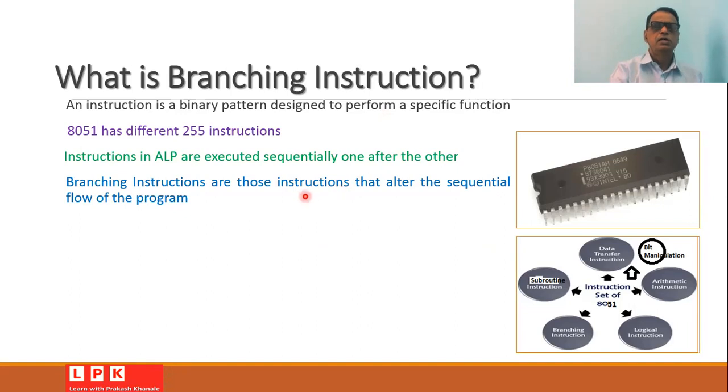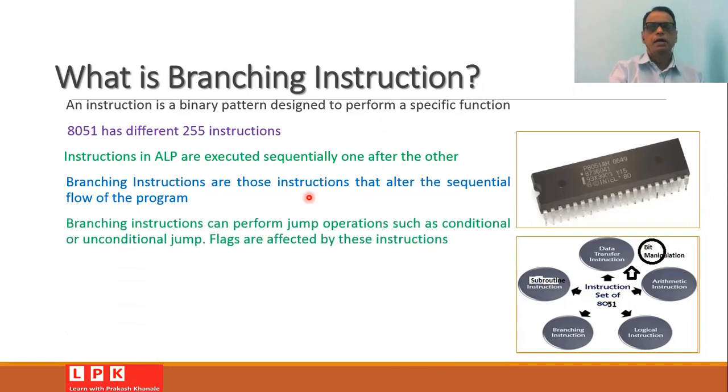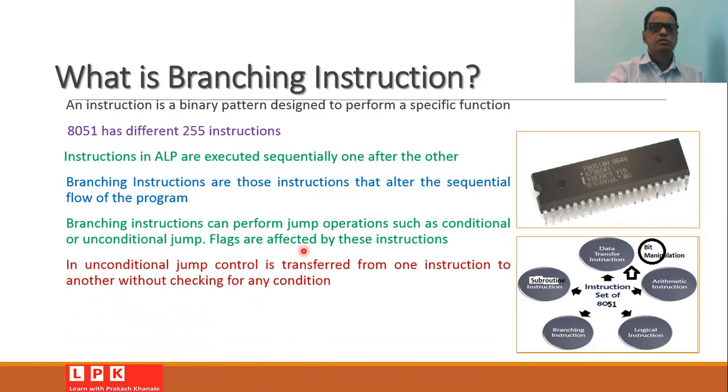So branching instructions are those instructions that will alter the sequential flow of the program. By using these instructions, we can jump from one instruction to another instruction. And for this jump, we can make use of either conditional jump or unconditional jump. That is, we will jump by checking some condition, or we will jump without checking any condition. And also you will find that the flags are affected whenever we execute such instructions.